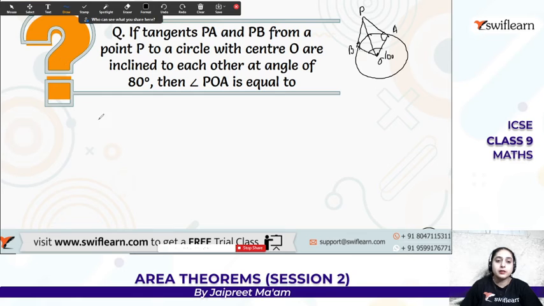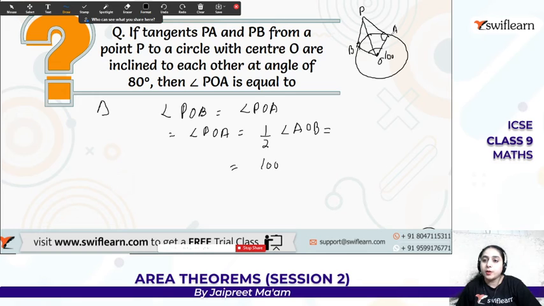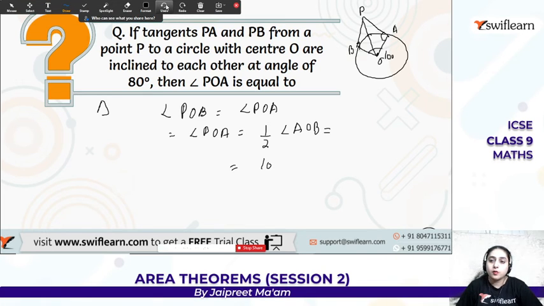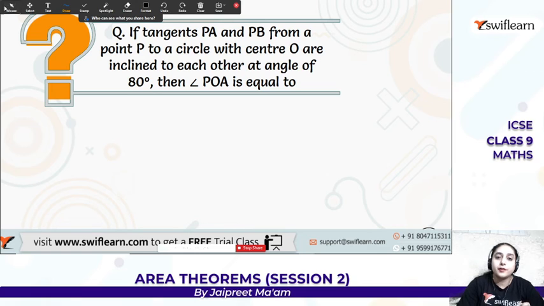So we take two triangles, and we will prove that they are congruent. When they are congruent, that means angle POB equals POA, and POA will be half of angle AOB. We have already proved angle AOB is 100 degrees. So this is 100 divided by 2, which is equal to 50 degrees. So angle POA is equal to 50 degrees. This is what we had to prove: the measure of the angle is equal to 50 degrees.